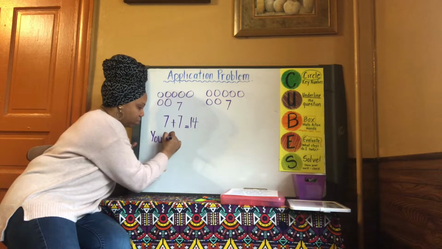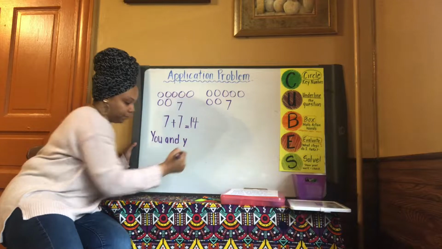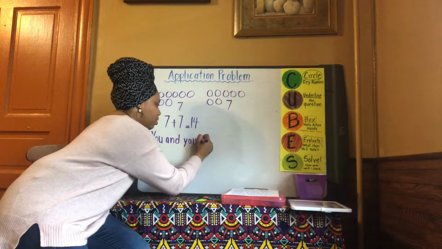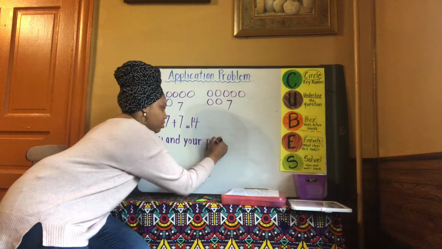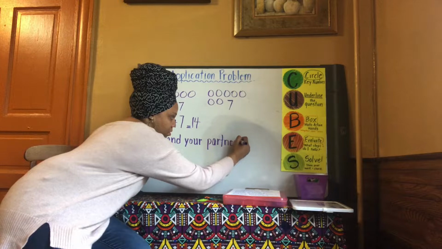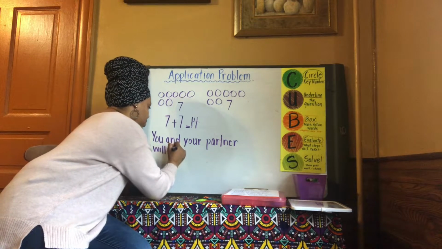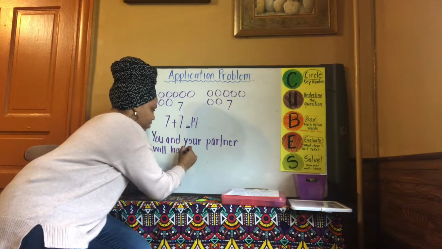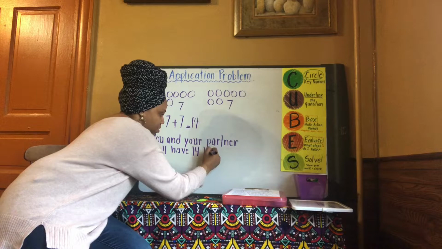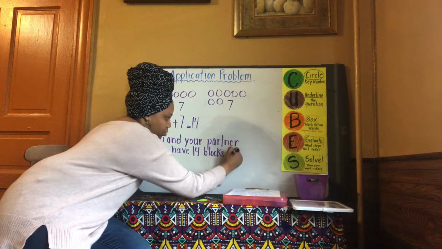You and your partner will have 14 blocks total.